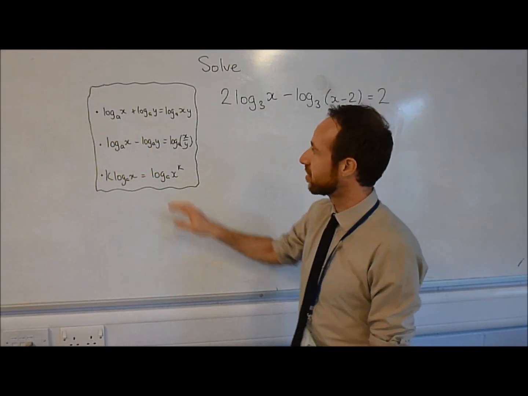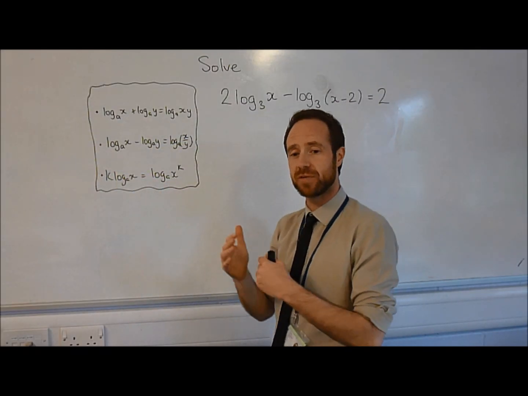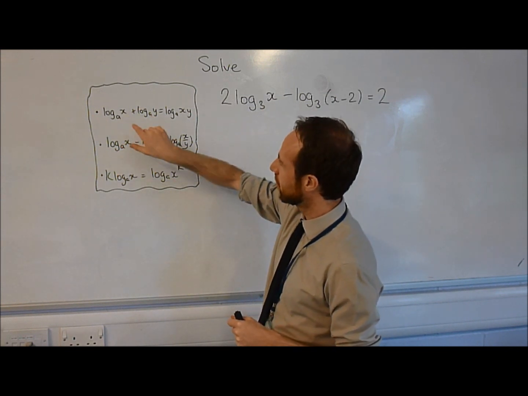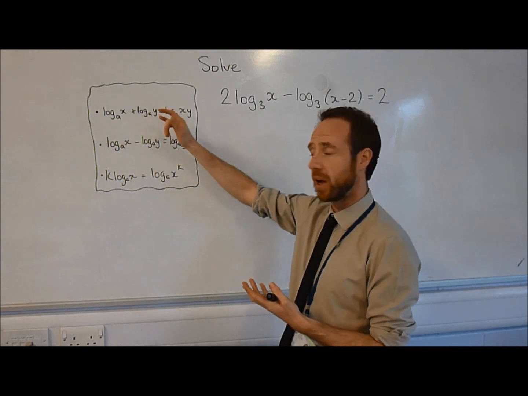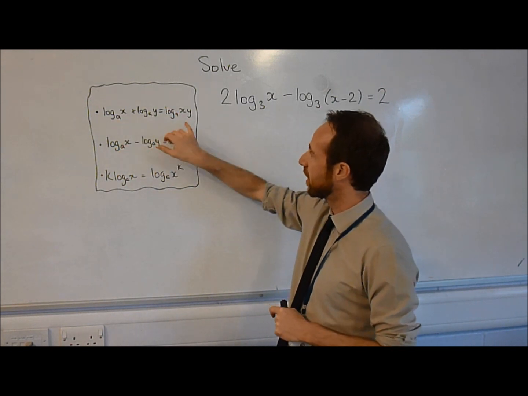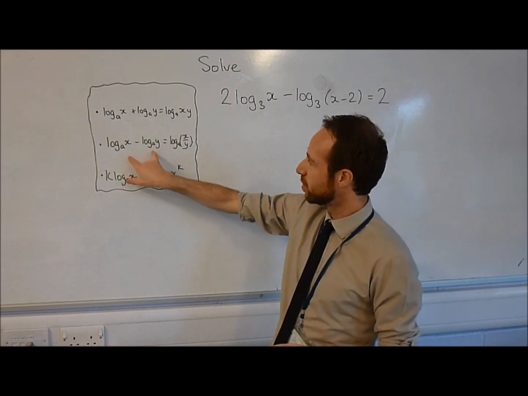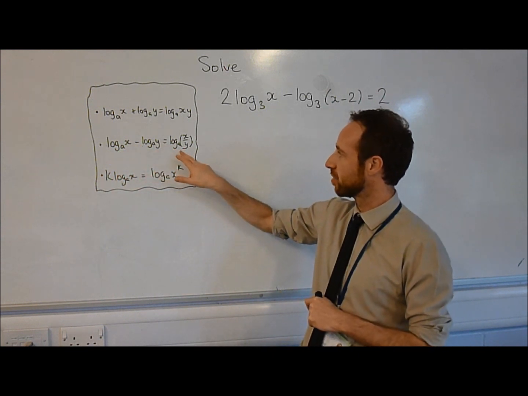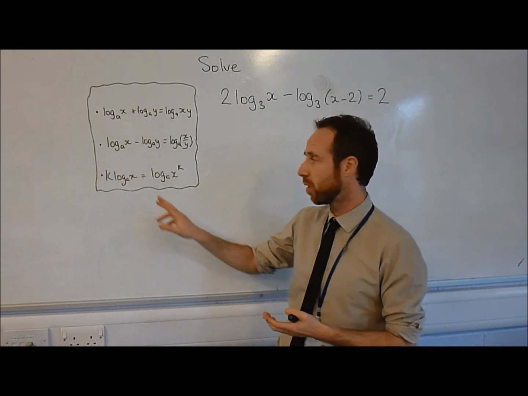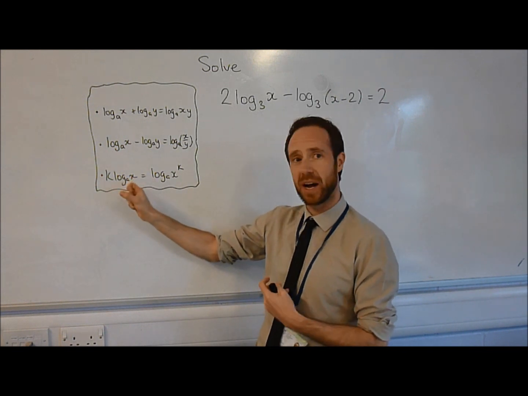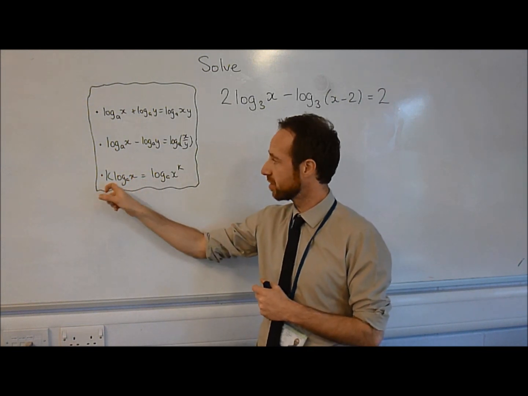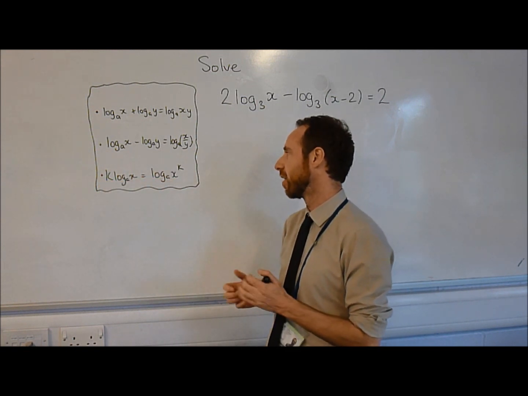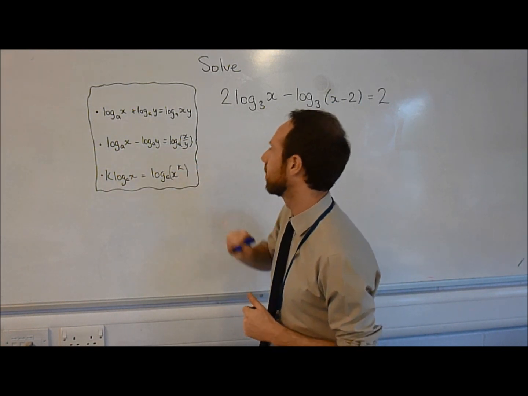Right, let's quickly go over logs. So remember, logs come from powers, so our rules of powers will help us remember our laws of logs. So, adding powers came from when we were multiplying things. So log a of x plus log a of y is log a of x times y. Subtracting powers came from dividing things. So log a of x minus log a of y becomes log a of x over y. And finally, a power of a power, that's multiplying powers, and so k times log a of x, we can move the power up and make it log a of x to the power k.